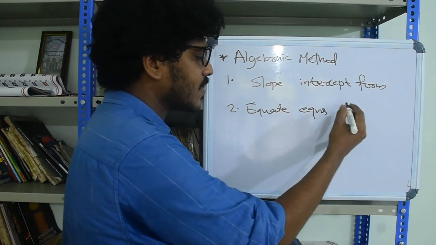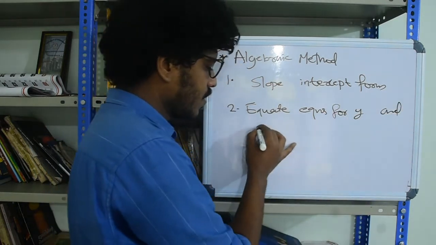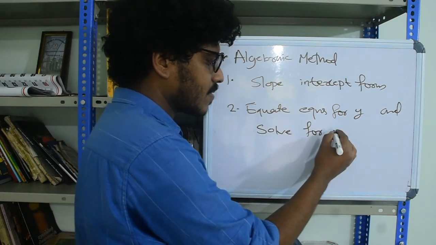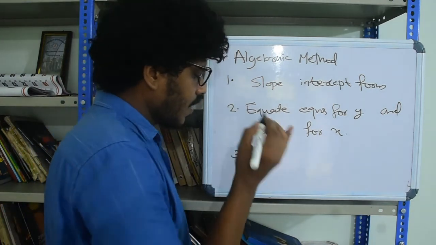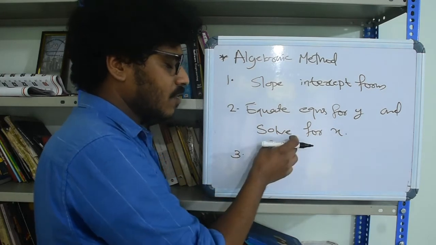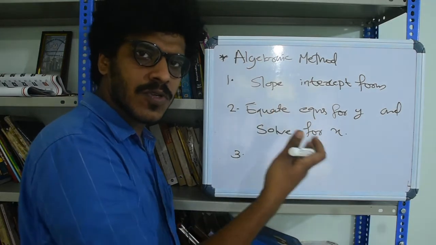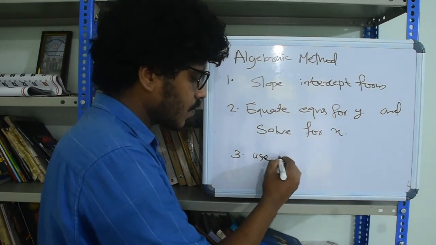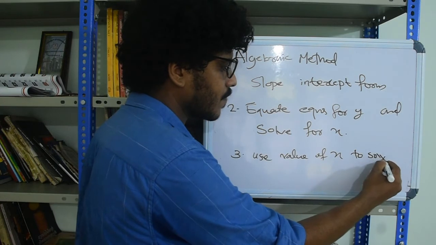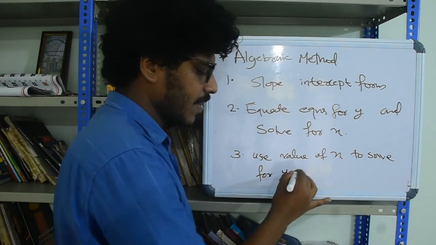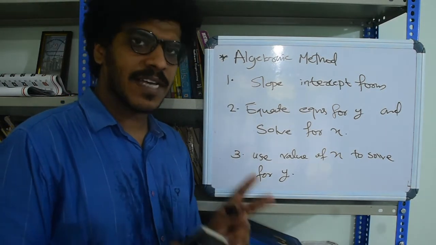Equate the equations for y and solve for x. The words will be a little more clear when we move to an example. And the third step is, once we solve for x, we will get a value for x, and use that value in any of these equations to find a value for y. So use the value of x to solve for y. This is the algebraic method to solve two equations simultaneously.